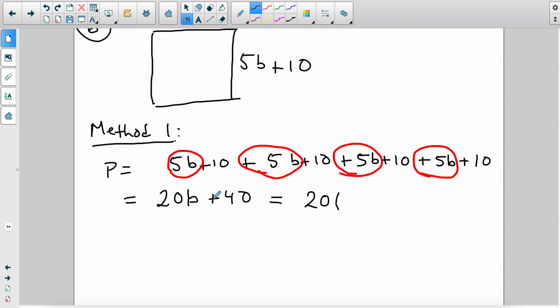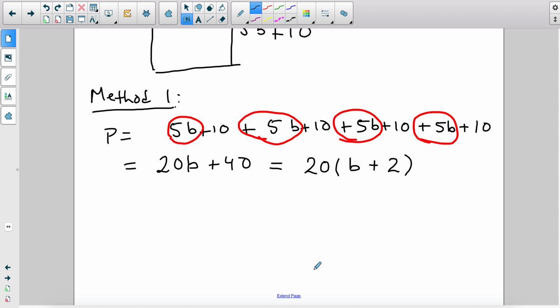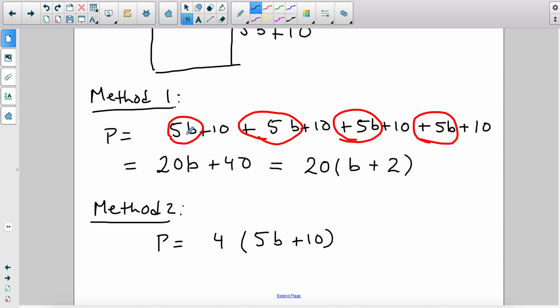How do I get from 20 to 20b? We just put a b there. And how do I get from 20 to 40? That's just by multiplying by 2. Now, the quicker method would be to notice that, well, if you have a square, you're just adding the same length 4 times. So the perimeter will just be 4 times the length you have. So this is just a simplified version of the top part.